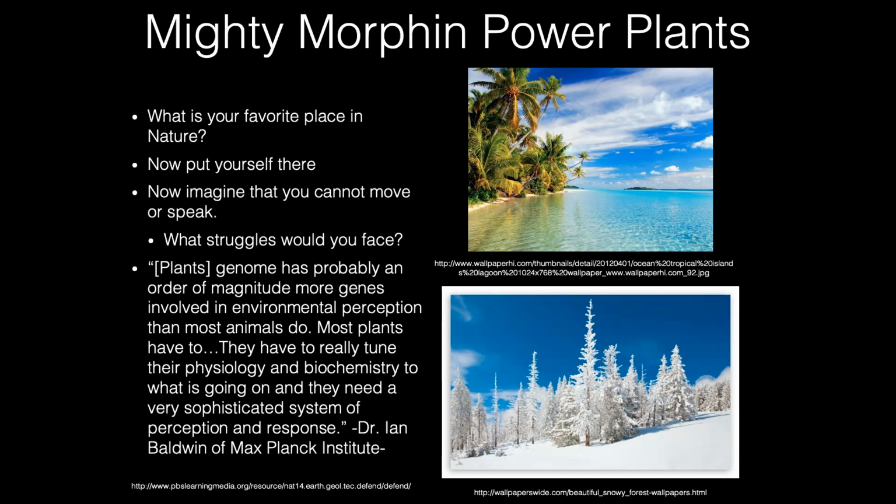So according to Dr. Ian Baldwin of Max Planck Institute, plants' genome has probably an order of magnitude more genes involved in environmental perception than most animals do. Most plants, they have to. They have to really tune their physiology and biochemistry to what is going on, and they need a very sophisticated system of perception and response. And that's absolutely true. Having no ability to move yourself means that you are going to have to live through anything that comes at you if you can.